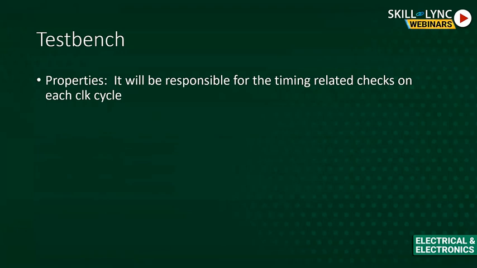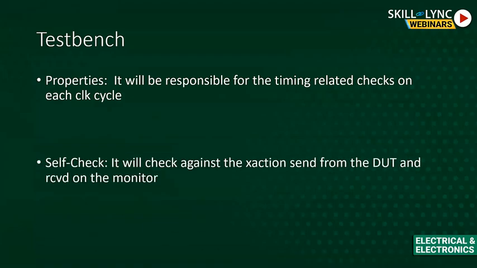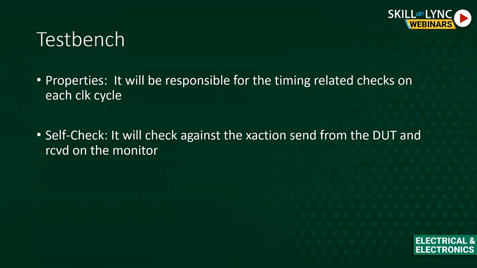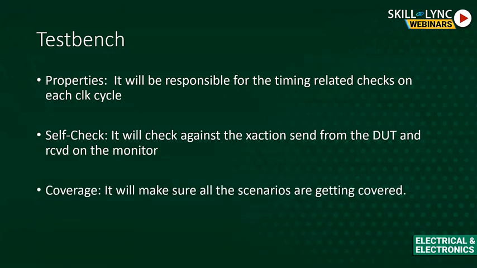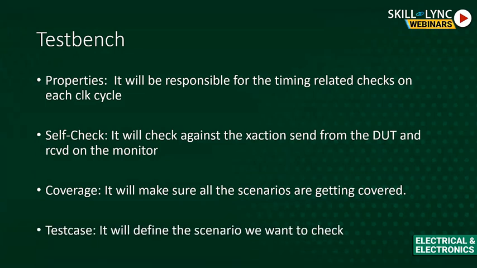Properties will be responsible for timing related checks on each clock cycle. As we discussed, the self check checks against the transaction sent from the DUT and received on the monitor. And coverage will make sure all the scenarios are getting covered. The test case basically defines the scenarios that we want to check.